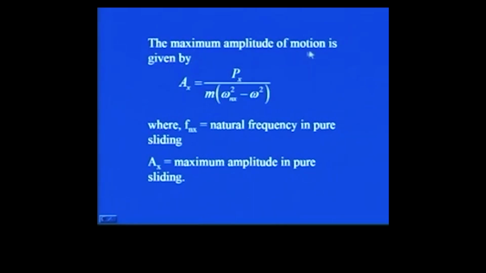And the maximum amplitude of motion will be given by Ax is equal to Px divided by m into bracket omega nx square minus omega square, where from omega nx you can get f nx, which is the natural frequency in pure sliding. Ax is the maximum amplitude in pure sliding. So, exactly as we did for the case of pure vertical vibration, likewise here also we can get the corresponding values.